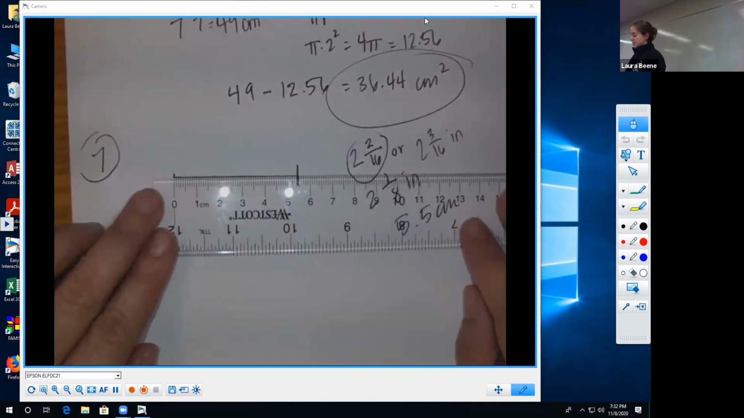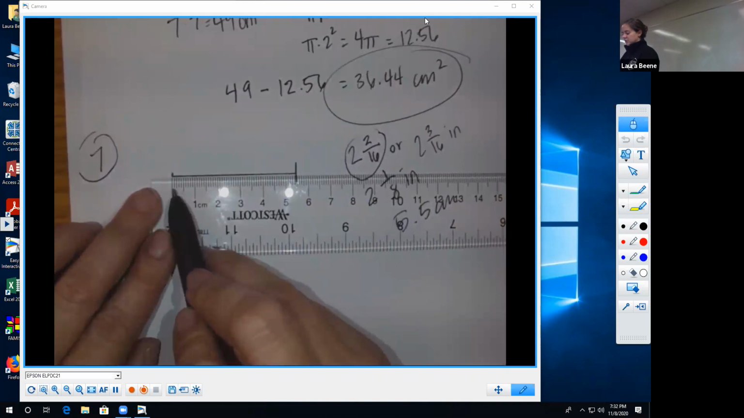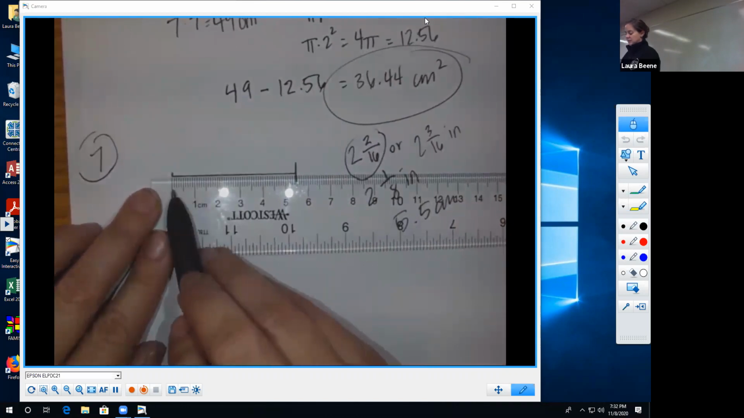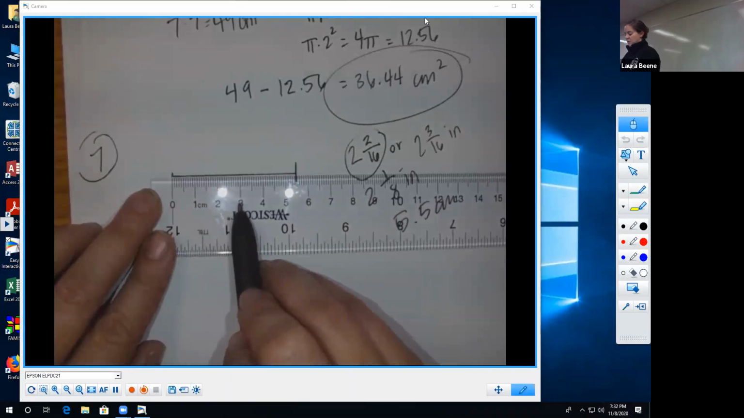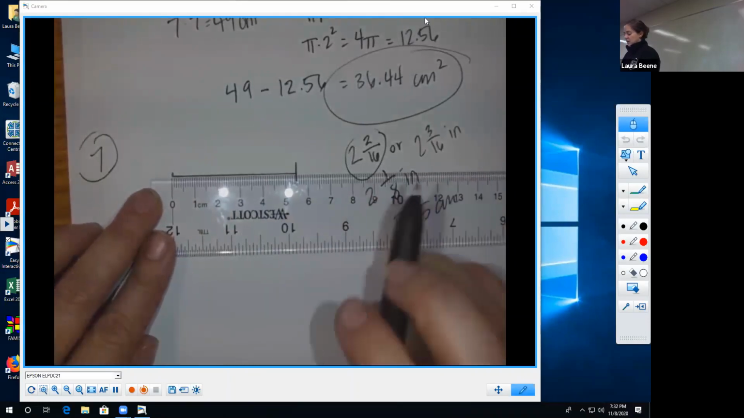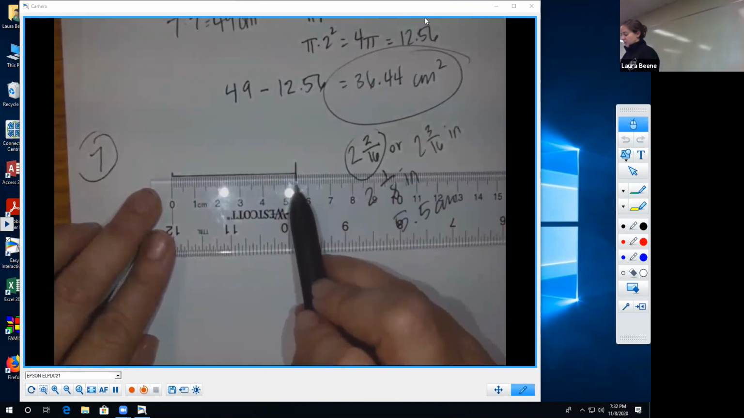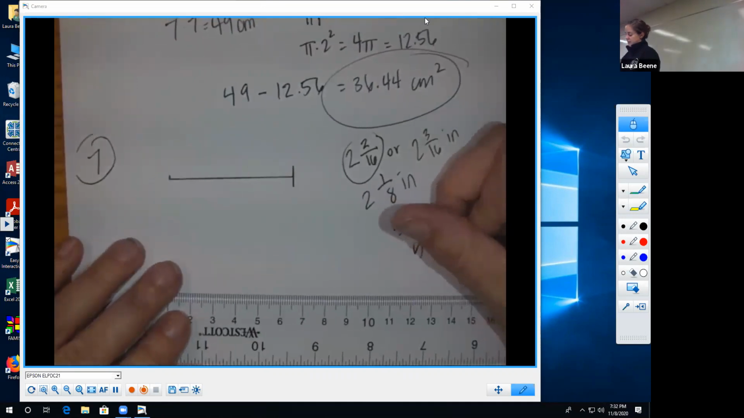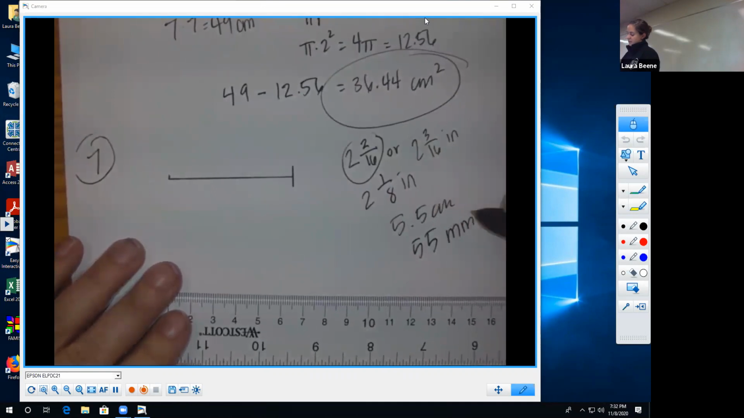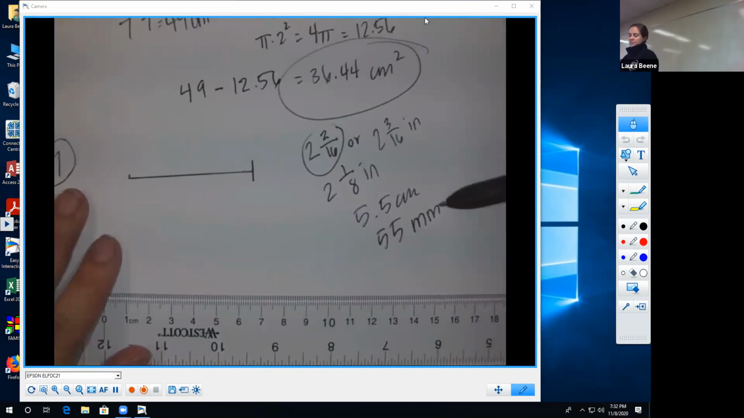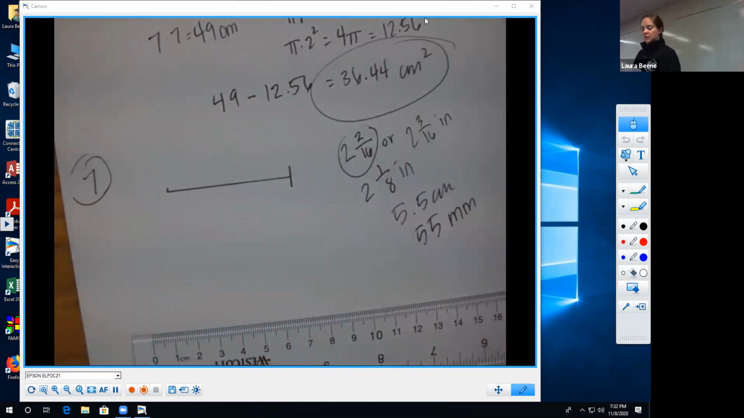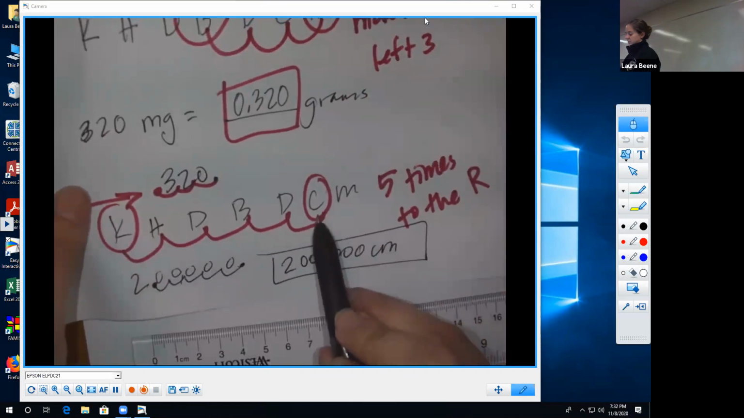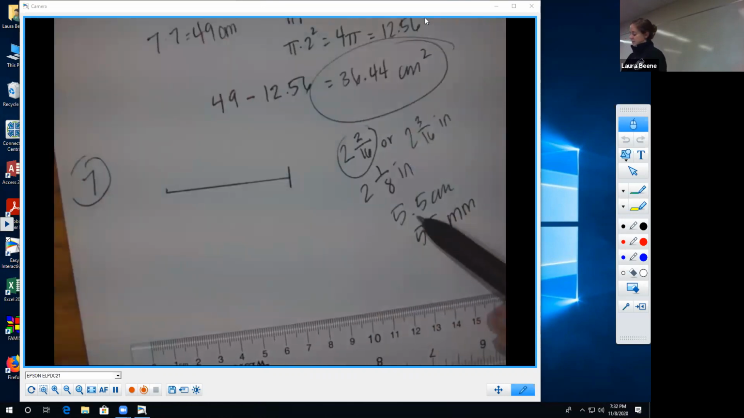If you're going to do millimeters, that's every single mark on the ruler. So there are 10 marks from 0 to 1. So that's 10 millimeters. Between 1 and 2 is another 10. So that would be 20, 30, 40, 50 millimeters, and it's 1, 2, 3, 4, 5. So it would be 55 millimeters. And that should also make sense because on your metric conversion, the difference between centimeters and millimeters is just moving the decimal over 1 time. And that's what we did, we moved the decimal over 1 time.